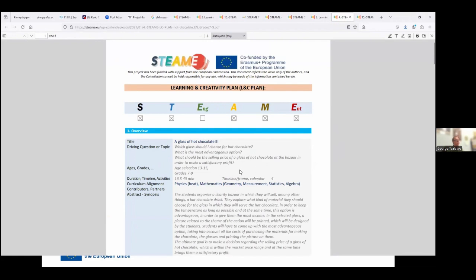What is the most advantageous option, and how much will we have to sell a glass of hot chocolate for to make a satisfactory profit? It's a STEAME project. It means that it involves a lot of subjects. Here you see the subjects that are involved.